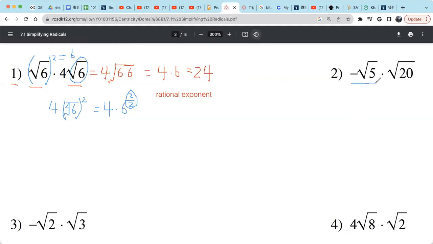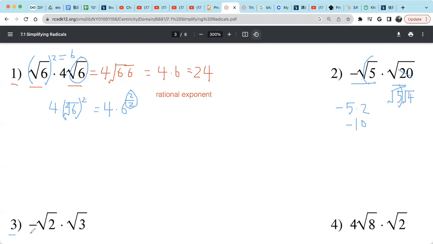Let's see number 2. We have a negative and a positive, so negative times positive is negative. First we deal with the sign. Then we have the square root of 5, and 20 can be split into the square root of 5 times the square root of 4. I can write it with 2 radical signs. Now we have the square root of 5 times the square root of 5, which is a square and just becomes 5. What's the square root of 4? Yes, 2. So negative 5 times 2 is negative 10.